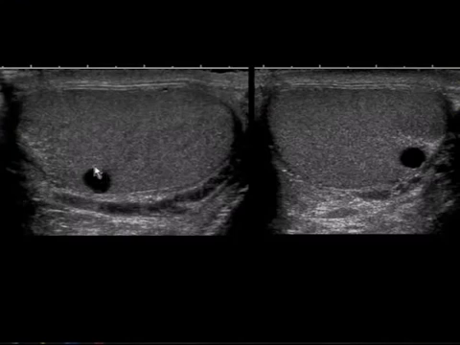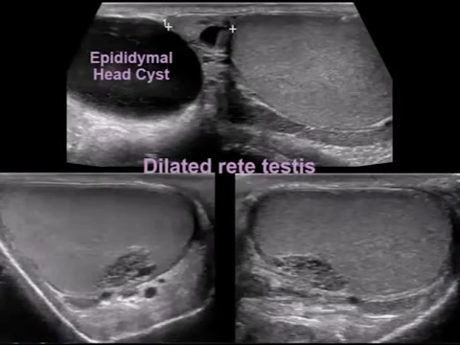So here's a patient with an intratesticular cyst. You can see it's an anechoic lesion with thin walls on longitudinal view, and here we see it on transverse view. Notice that it's right next to the mediastinum testis, which is the area of slight increased echogenicity at the edge of the testicle, the site where the vessels and tubules enter and leave. This is the most common location for intratesticular cysts.